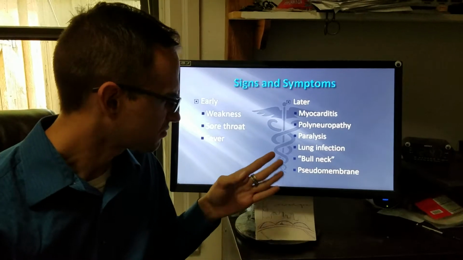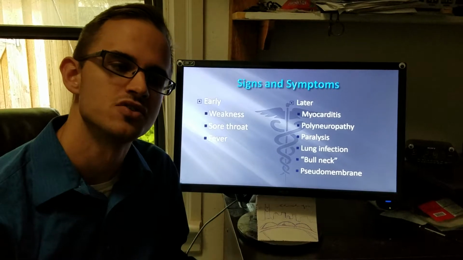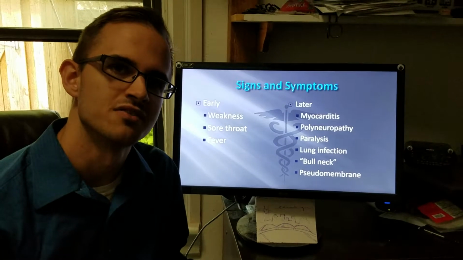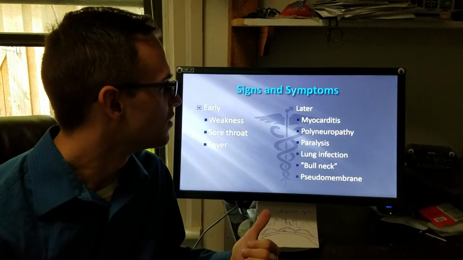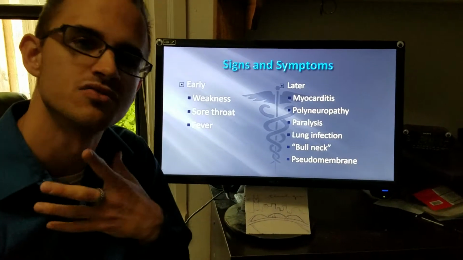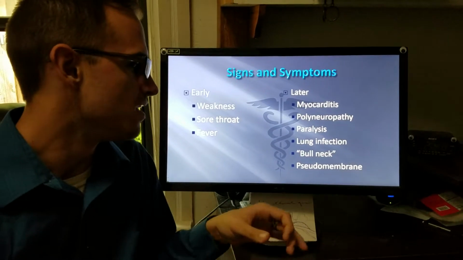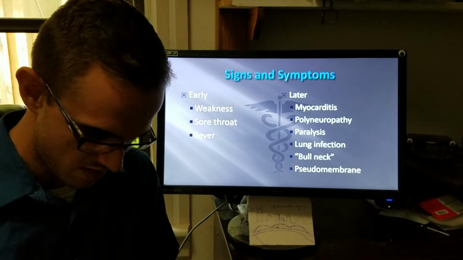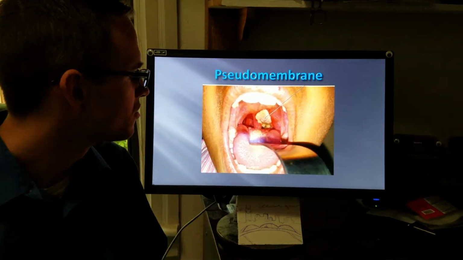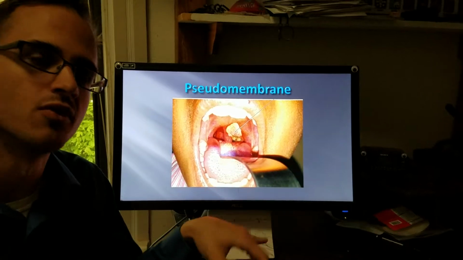But you're looking at bull neck and pseudomembrane. These two are your most visual clinical manifestations of diphtheria, because bull neck is very large inflammation of the neck due to inflammation of the lymph nodes. And then pseudomembrane, well, we have a picture of it right here. This is a pseudomembrane coming off of the tonsil, a very common spot for it.